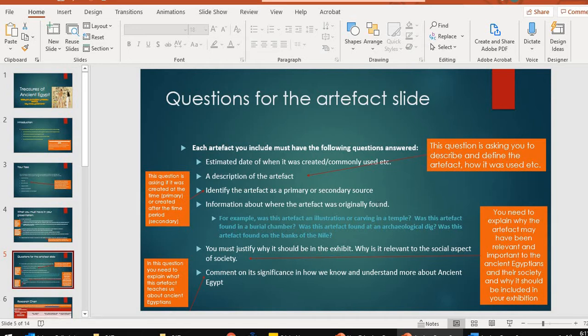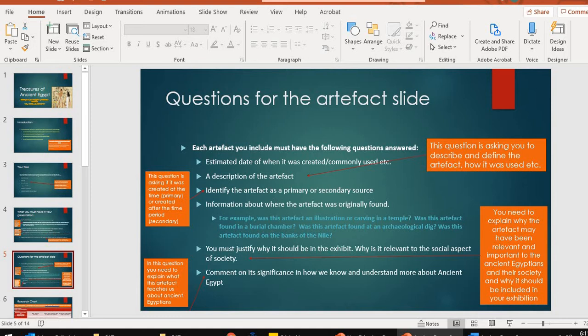Information about where the artifact was originally found. For example, was this artifact an illustration or a carving in a temple? Was this an artifact found in a burial chamber? Was this artifact found in an archaeological dig? Was this artifact found on the banks of the Nile? So you go into detail about where it was found.